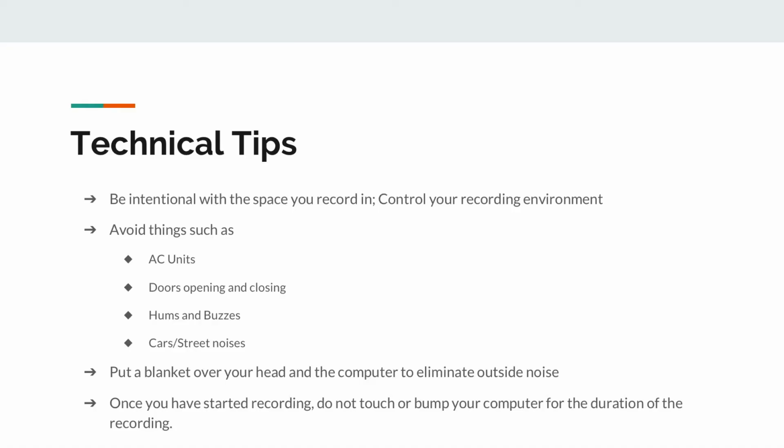Now I'll talk about some technical tips for when you record your podcast. So you want to be intentional with the space you record in. You want to avoid such noises such as AC units, hums and buzzes, cars and street noises, and doors opening and closing. If you want to dilute some of these noises, you can always put a blanket over your head to get that extra sound out.